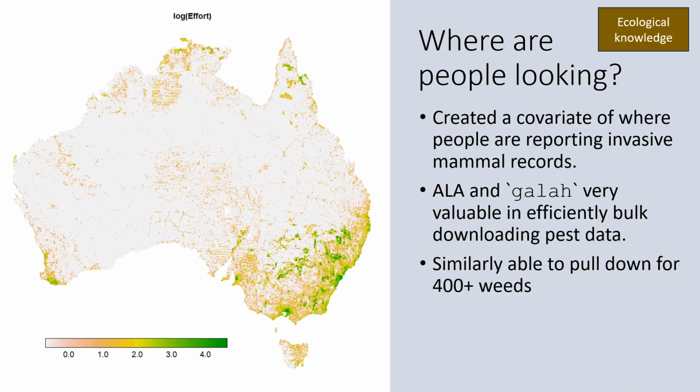There's 30 odd mammalian pests in Australia, so it would be really cumbersome without a package like Galah. And then when you're talking about weeds instead, you're talking about hundreds of species, and it would be completely a non-starter if I had to go through those individually.